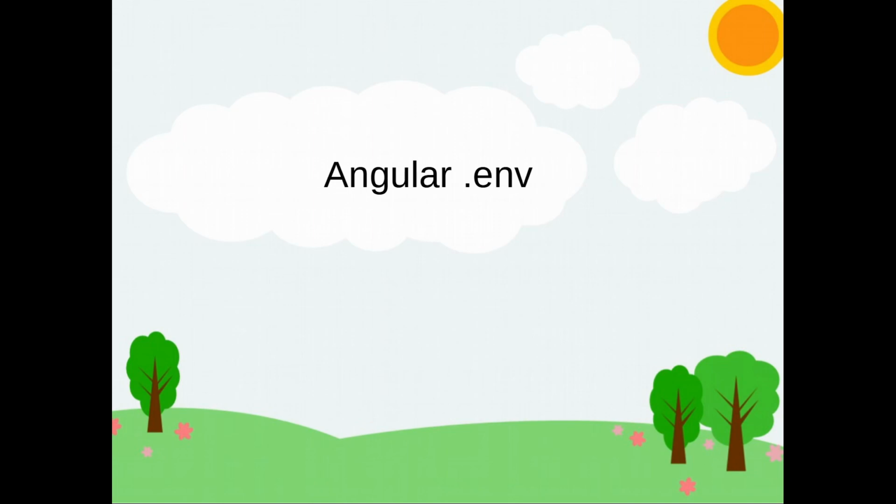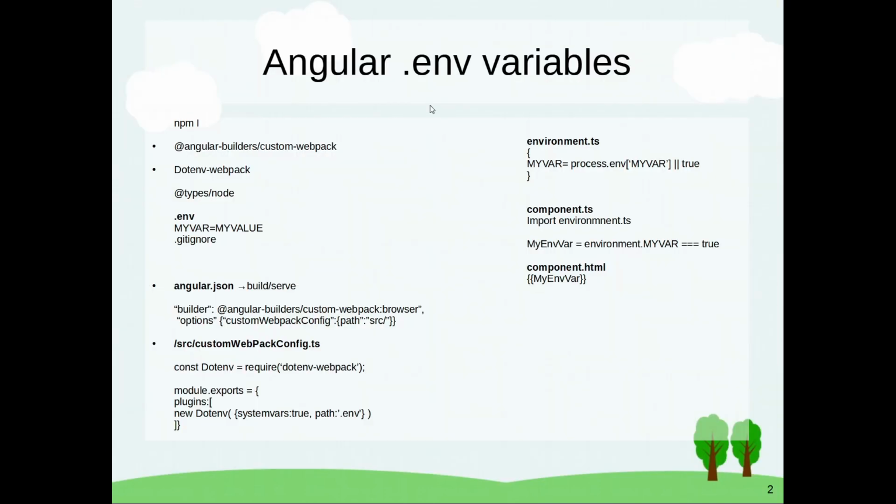We will see the steps which can actually help us to use .env file inside of Angular. Since Webpack is the default builder in Angular, we didn't have access to a process environment because this is more of a Node.js tactic. That's why we need to install from Angular builders custom Webpack as well as .env Webpack, those two packages, and probably optionally types Node.